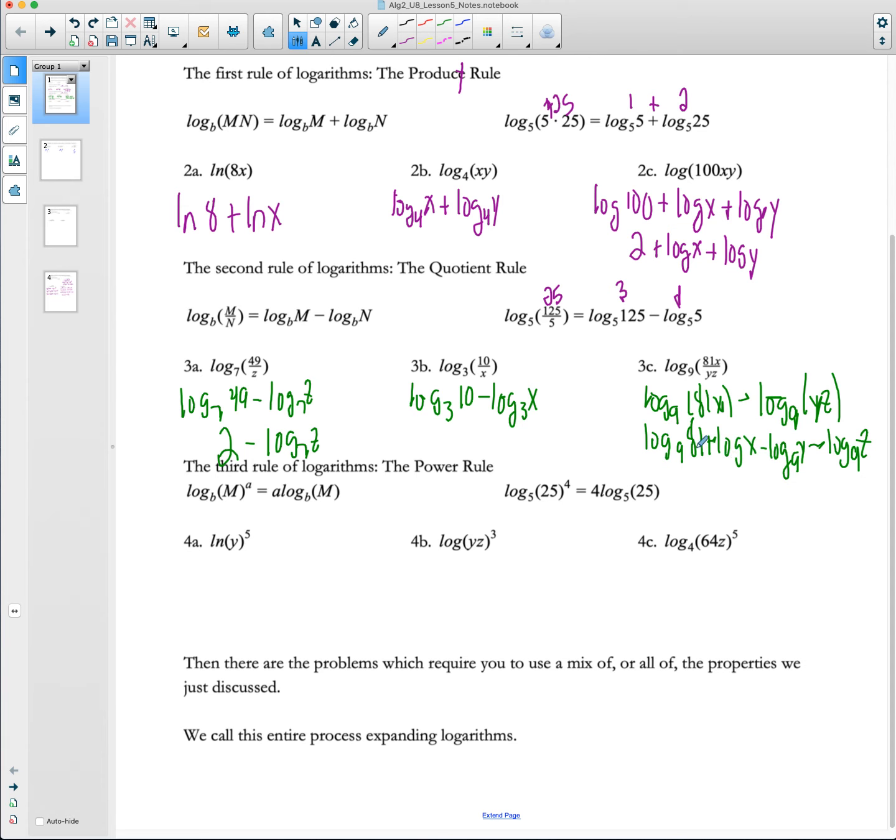But now when I get here, I left my base 9 off of this one, so let me squeeze that base 9 in there. Log base 9 of 81. Well, what is log base 9 of 81? That is 2. And just because I'm running out of room here, I'm just going to quickly erase this part right here, because we know what that is equivalent to.